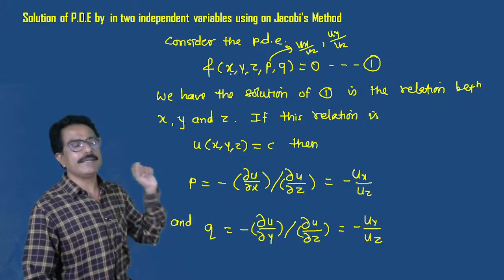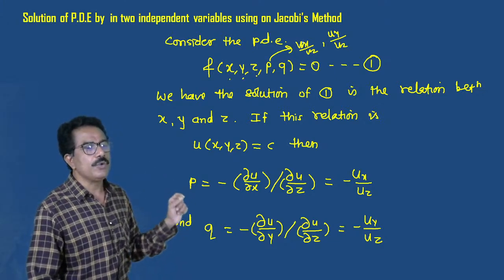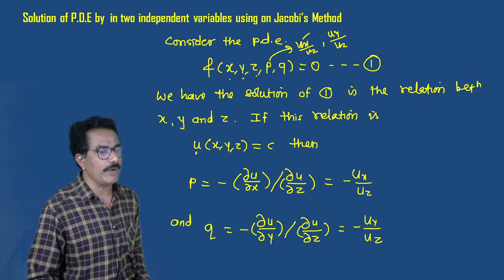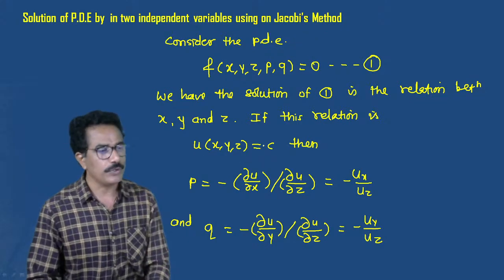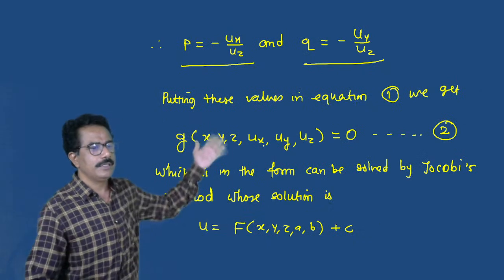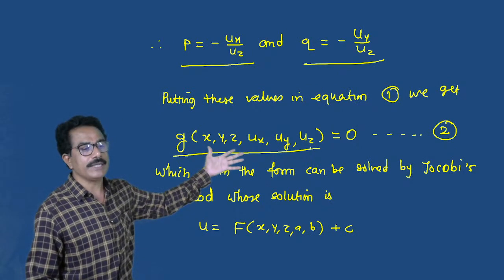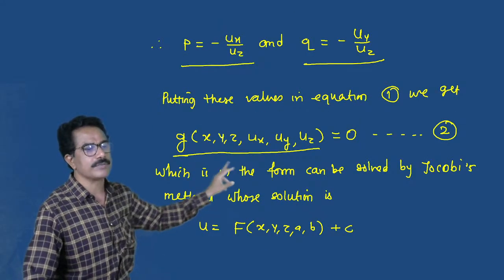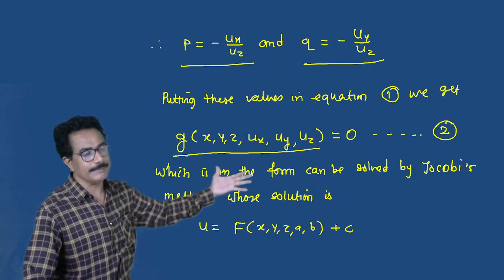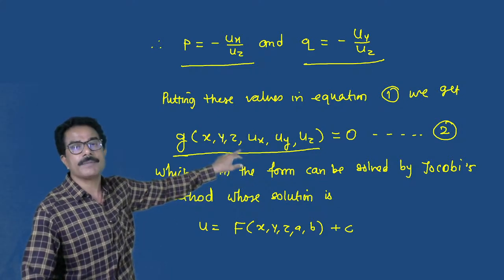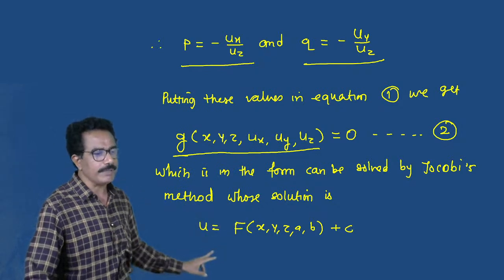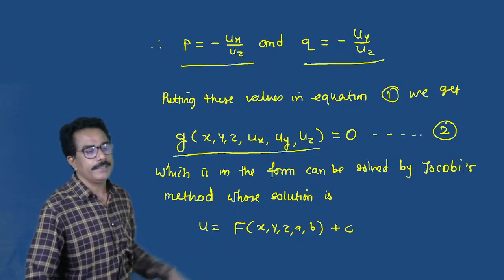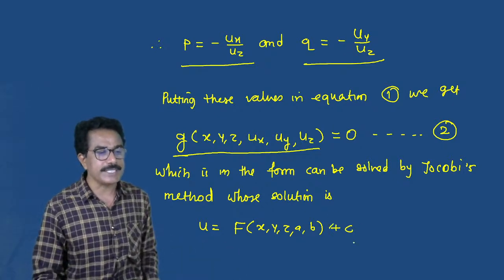So we will get the function x, y, z, ux, uy, and in this case u will be the constant. U of x is c. Okay, so u will be the c. Now this is the differential equation which is in the form of first equation, x, y, z, ux, uy, uz. Now we can solve this differential equation by using the Jacobi method, and its solution will be u is equals to f of x comma y comma z comma a comma b plus c. You can replace this c as u.